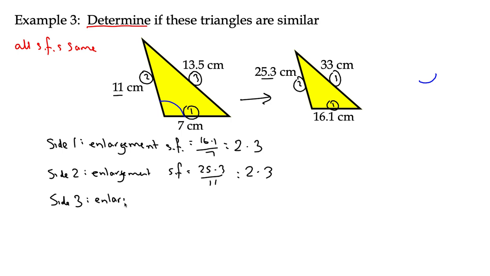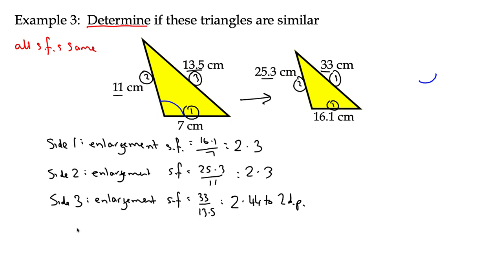So enlargement scale factor, what are the matching sides here? 13.5 and 33. So again, to make it bigger than 1, I need to make it an improper fraction. 33 divided by 13.5. And I get 2.444, and I have to round it. Now, what we'll find here is that side 3 doesn't have the same scale factor as sides 1 and 2. Because of that, the triangles are not similar. Okay?